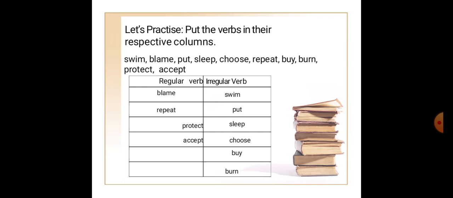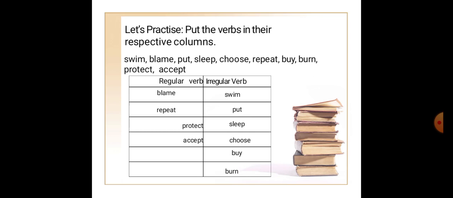So let's practice. Put the verbs in their respective columns: swim, blame, put, sleep, choose, repeat, buy, burn, protect, accept. Regular verbs and irregular verbs. I can tell you that the words that end in -ed are regular verbs. The words that do not end in -ed are irregular verbs. Irregular verbs can also be those verbs that do not change, like sit, set. Here they'll not give you -ed in the word; you have to form it by yourself.